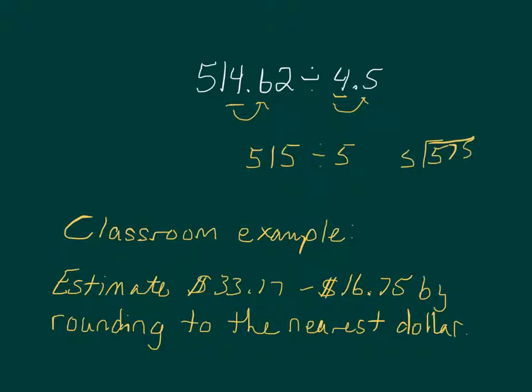515 divided by 5. That is 515, not 575. So 5 goes into 5 once. Subtract. Bring down the 1. 5 goes into 1 no times. Bring down the 5, and 5 goes into 15 3 times. So my answer would be 103. So the estimate is 103.